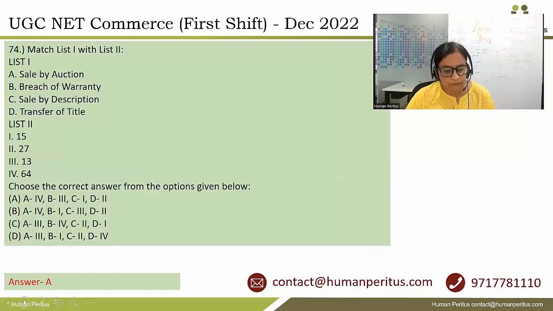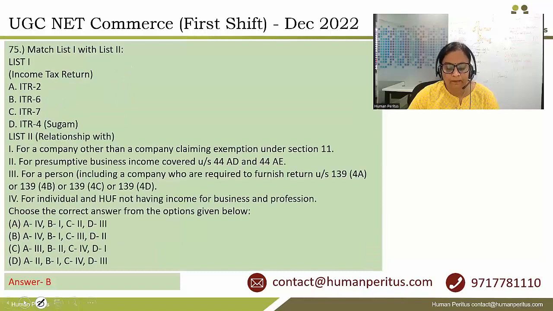So we have various sections of the Sale of Goods Act. Sale by auction is section 64, breach of warranty is section 13, sale by description is section 15, and transfer of title is section 27. So if we match up accordingly, the answer should be option A to this question, right? Okay, so various ideas have been given.